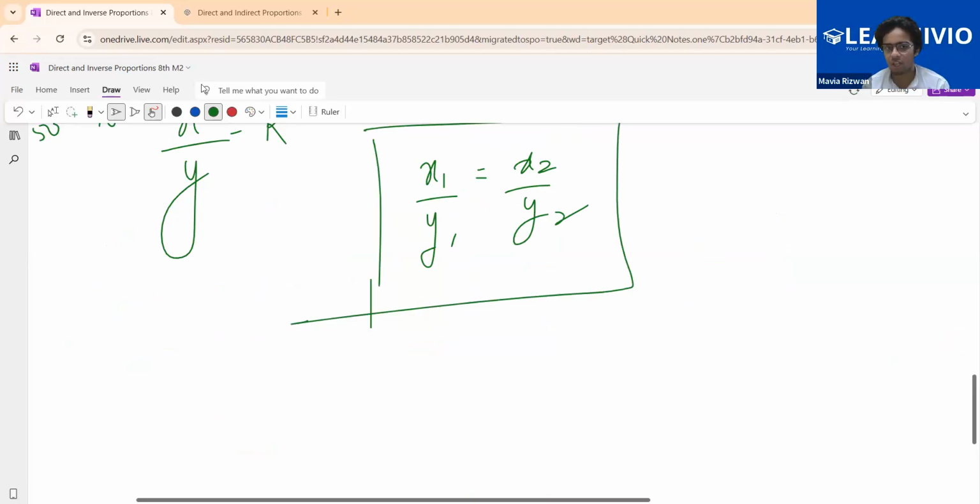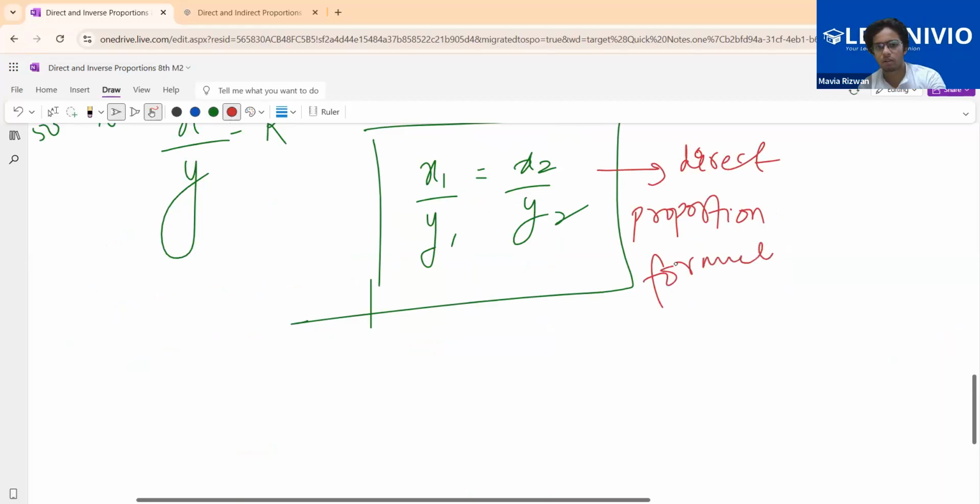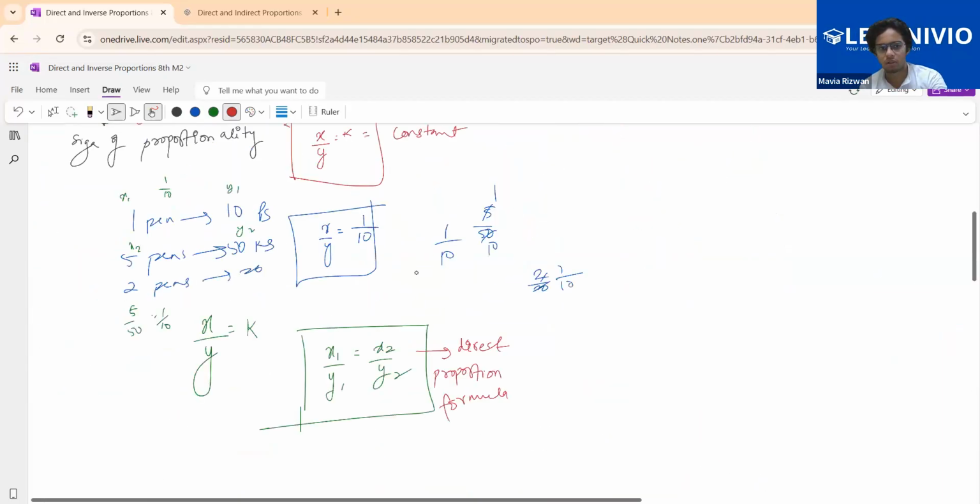Guys, it may be a little unclear now. When we do a question, it will be more clear. So this is the direct proportion formula. I hope this is clear, at least the basics. Yes, sir. Note this down, please.